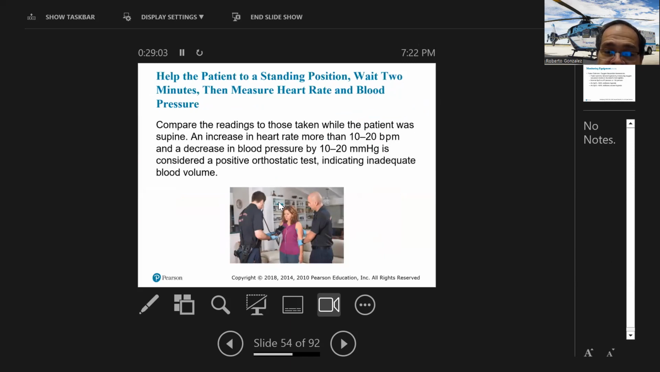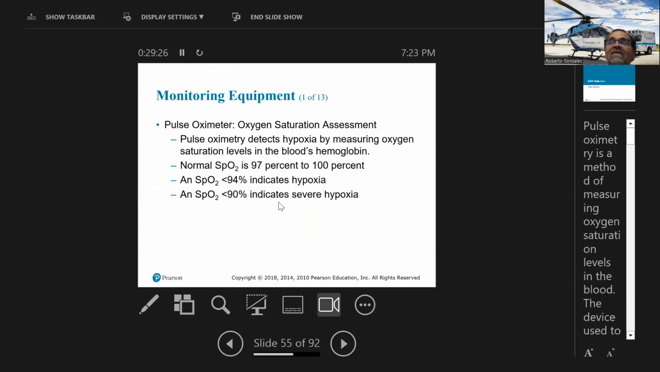Compare the readings when he's standing up and lying down. And the key thing is that when you compare the readings, an increase in heart rate of 10 to 12 and a decrease in blood pressure of 10 to 12, I mean 10 to 20, guys, it's considered a positive orthostatic test. And in companies that do transfers, now you can actually justify why he needed an ambulance.